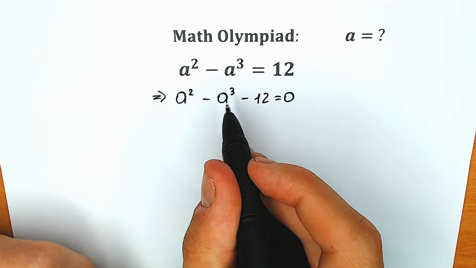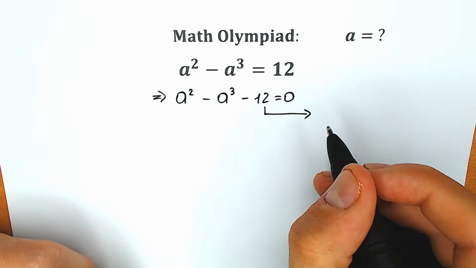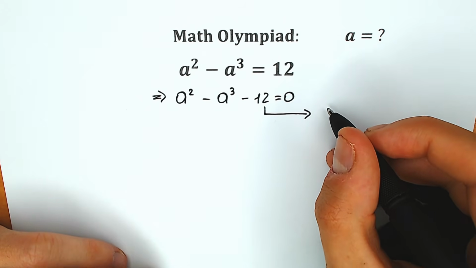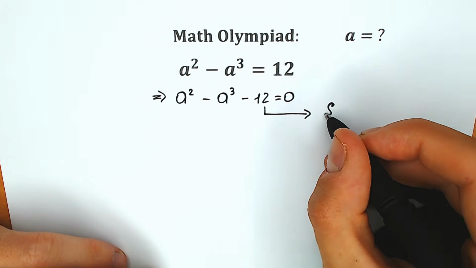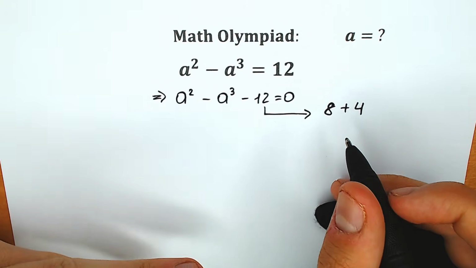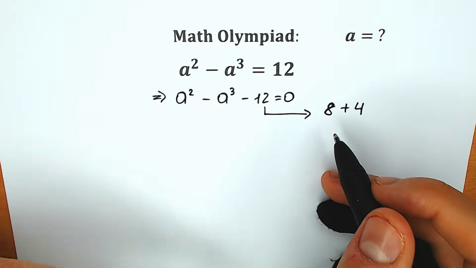Right now, what do we have? We have a square and we have the third power. And right now, let's try to express this 12. In our case, the best way is to express this 12 as 8 plus 4. A lot of students might be asking, why can we express this as 8 plus 4, not like 6 plus 6 or 7 plus 5 or something like that? And here is my answer.